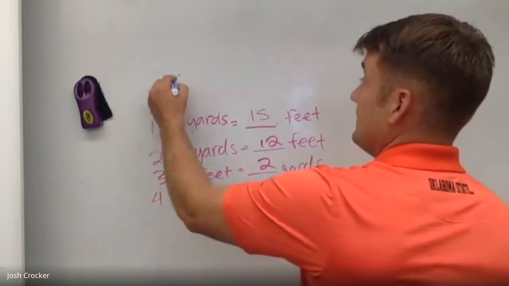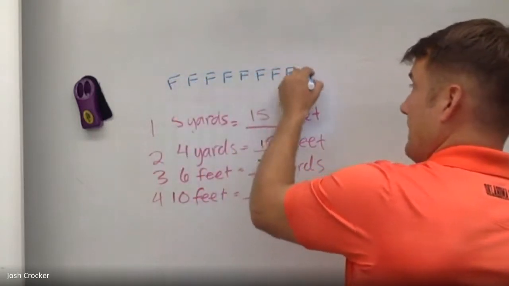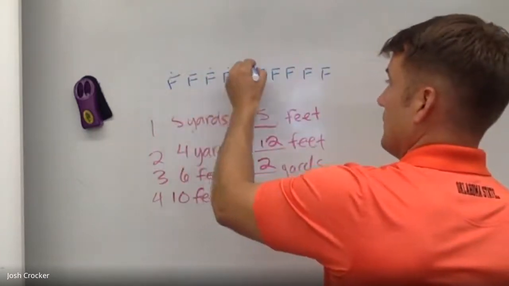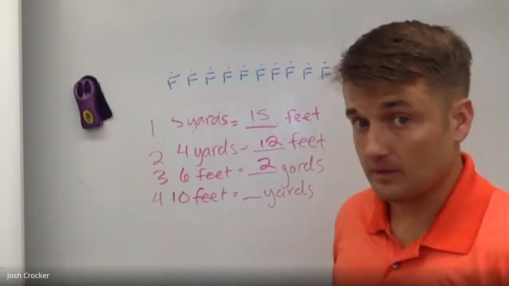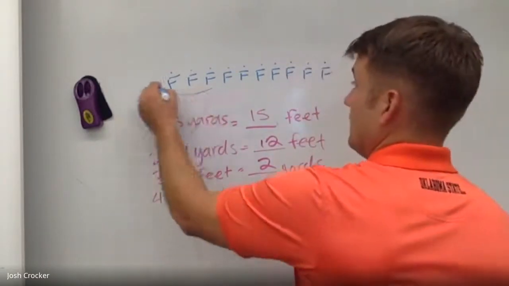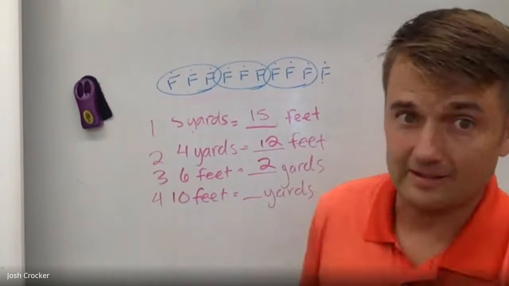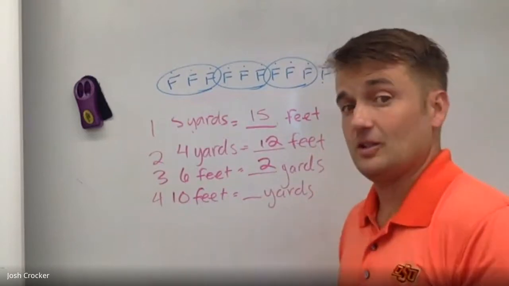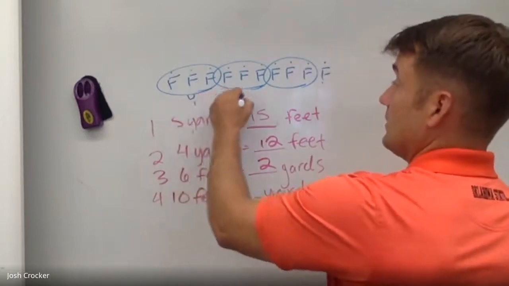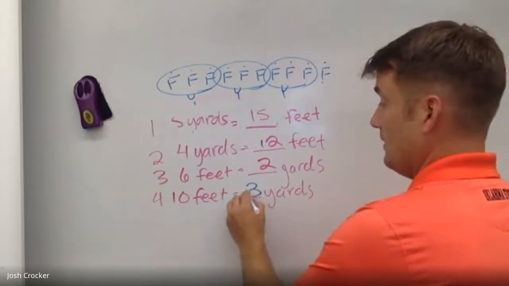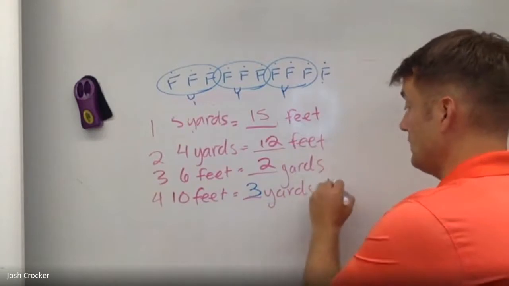So let's say we have 10 feet. One, two, three, four, five, six, seven, eight, nine, 10. 10 feet. I'm still just going to make my groups of 3. Not even. So I can still just say what I have. I have 3 groups, so that's 3 yards, and I have a leftover foot. 3 yards, 1 foot.